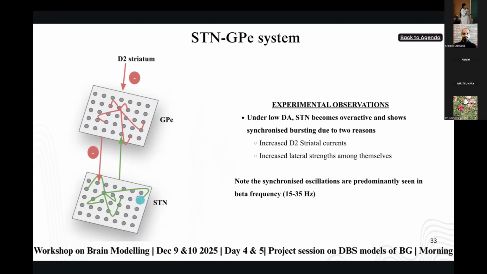And when I keep increasing my striatal current, can I say it should be turning more and more as a PD model? And similarly, when I keep increasing the lateral strength, it should be turning as a more and more PD model. Can I say those things? I mean, these are my model requirements. This is how it should behave. Can I say these points?